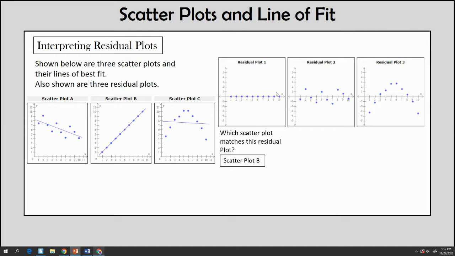And then based on looking here, what's the best description for this line of fit? Well, this one's perfect, right? Every residual value is 0, which means every point is right on that line.